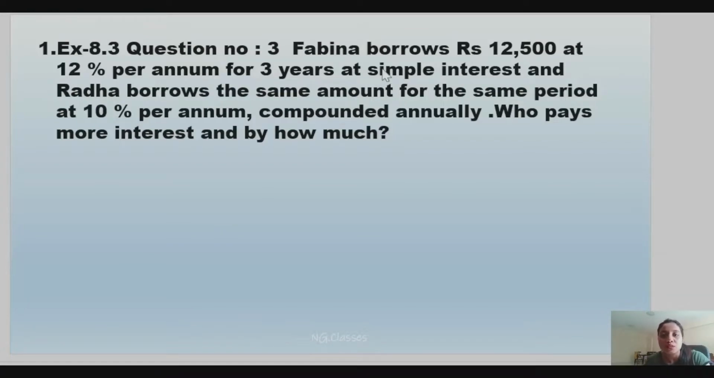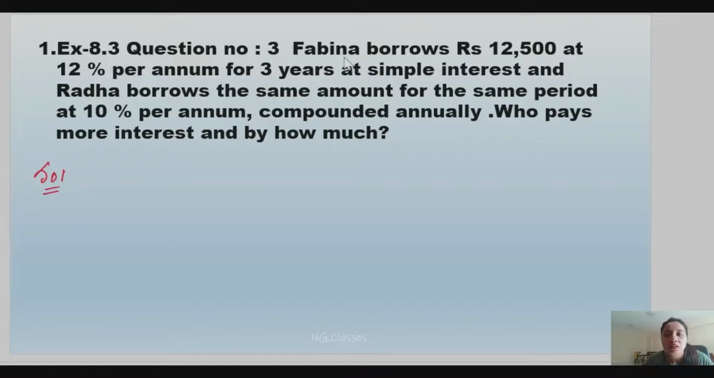So our question is, Fabina borrows rupees 12,500 at 12% per annum for 3 years at simple interest, and Radha borrows the same amount for the same period at 10% per annum, compounded annually. Who pays more interest and by how much? Let's solve it.